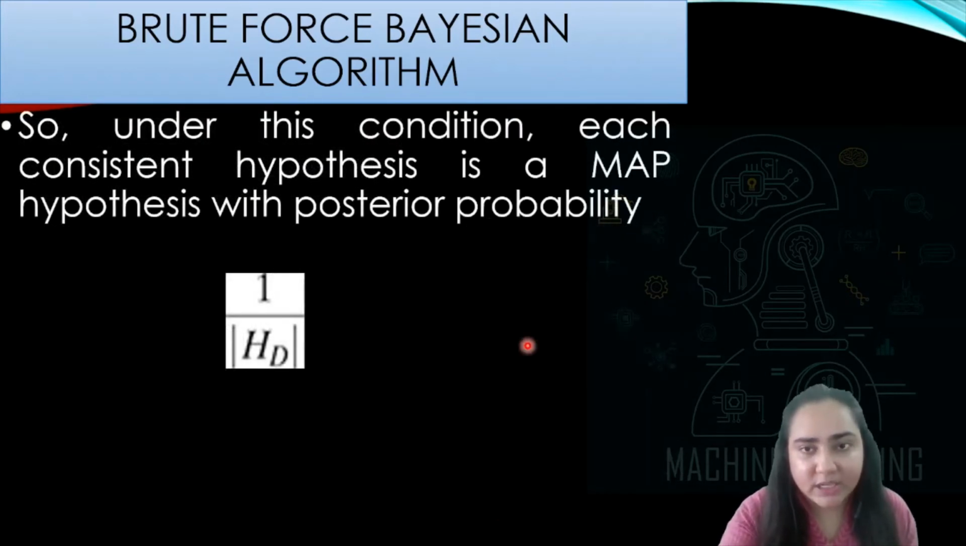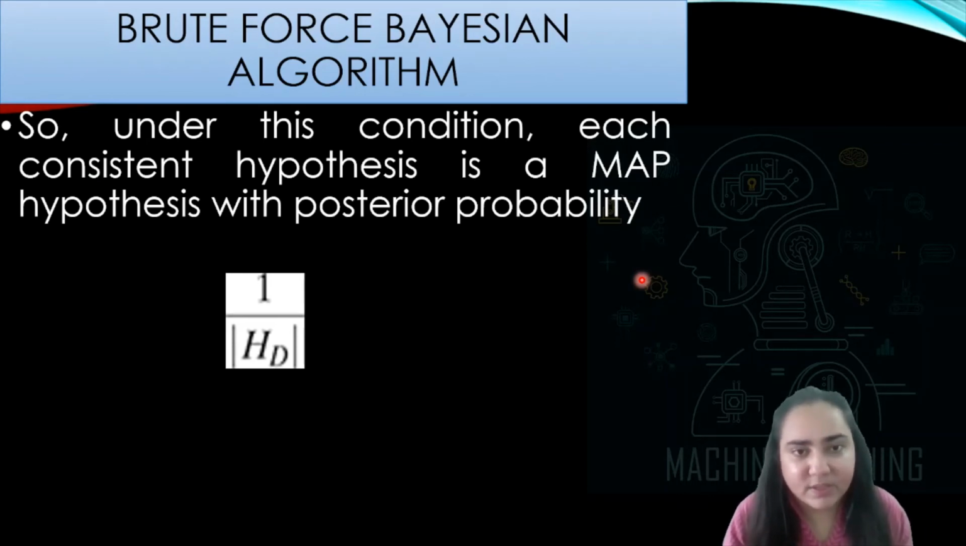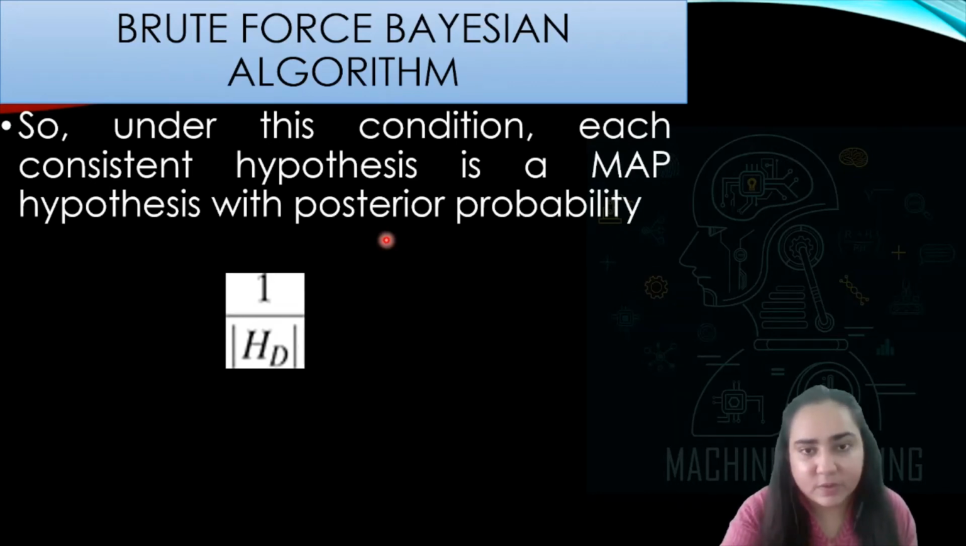And under that condition, each consistent hypothesis is a MAP. What is MAP? Maximum A Posteriori. And we know that maximum value, because if all probabilities are 1 by 6 for rolling the dice, then all of them are maximum, right? So all of them become MAP hypotheses with the given posterior probability, which is 1 upon HD.